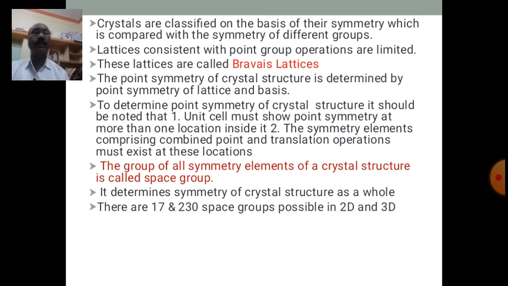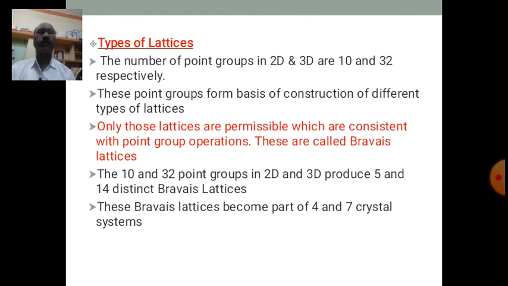Similarly, there are 17 and 230 space groups possible in 2 dimensions and 3 dimensions. I suppose you have understood the meaning of point groups and space groups. Now let us proceed to study the types of lattices. In this we are going to study 2-dimensional lattices and 3-dimensional lattices.